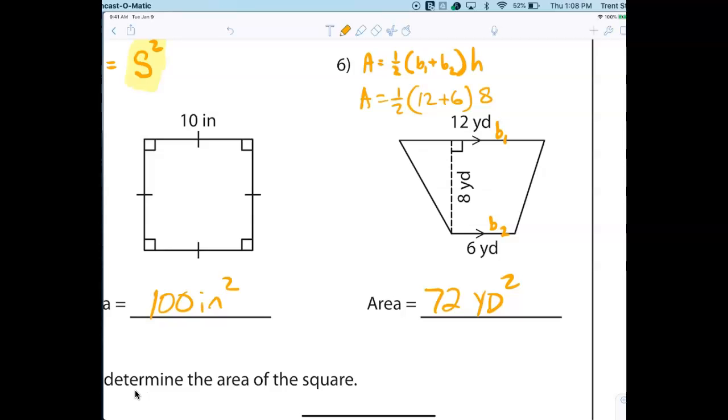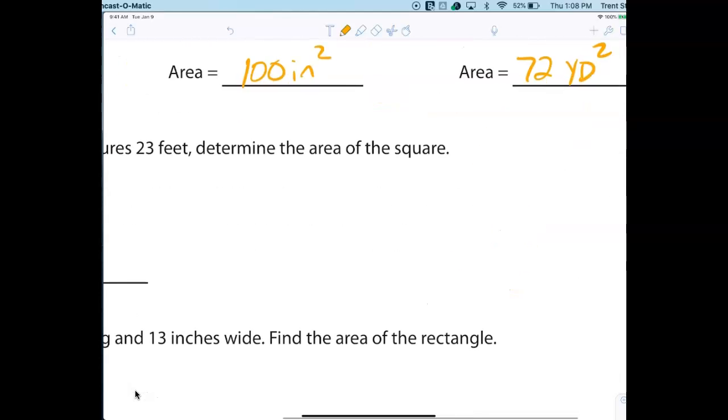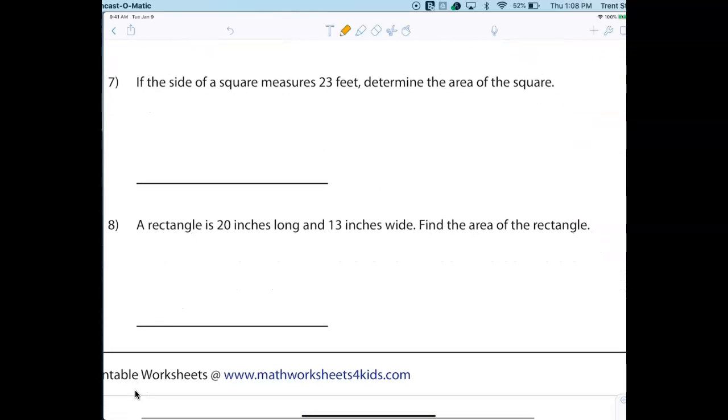That's it. Now what I want to do is take a look at the next question. If the side of the square is 23, determine the area. Without looking, you would say your area is your side squared. So area equals 23 squared, and you learned the square button on your calculator. So now you can use your calculator for 23 squared. And somebody said 529 what? Square feet. Yes, 529 square feet.